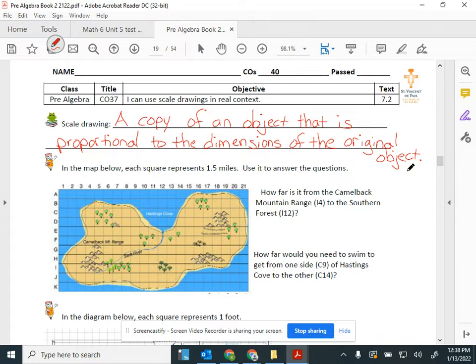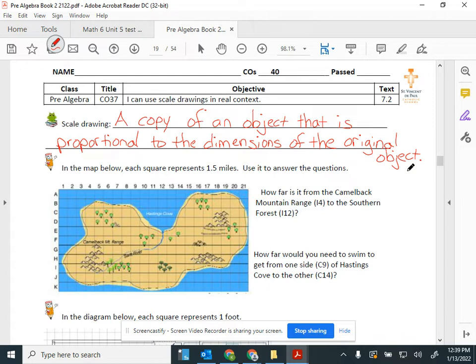In the map below, each square represents 1.5 miles. So in real life, it is that much bigger. So we multiplied all this by 1.5 miles. We can see just how big this island is. So we're going to use that to answer your questions.